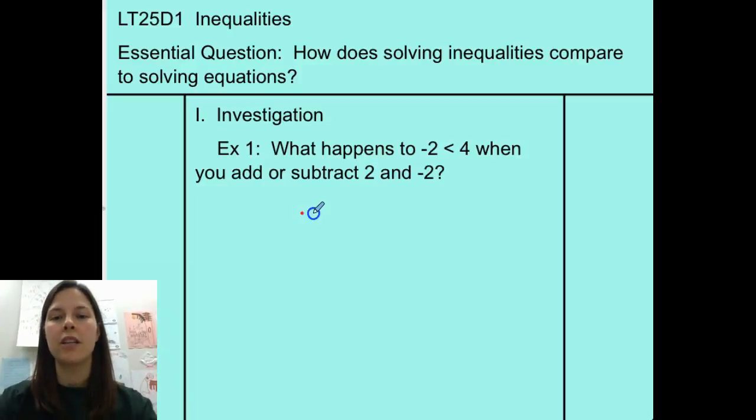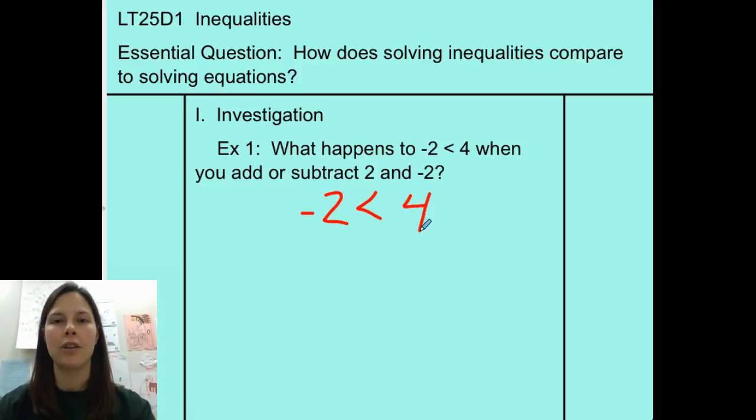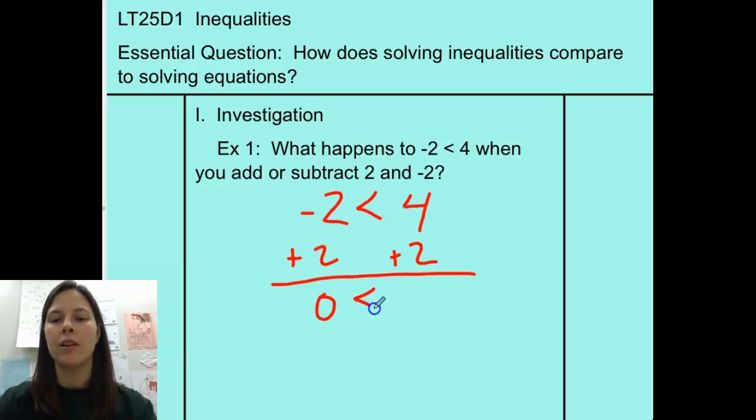So we're starting off with an inequality that we know is true. -2 is less than 4. What happens when we add 2 to both sides? Golden rule, whatever we do to one side, we do to the other. For an equation, it keeps it equal. For an inequality, in this case, adding 2 to both sides also keeps it true. When you subtract +2, something very similar happens. It also keeps it true. But let's see what happens when we add or subtract a negative value.